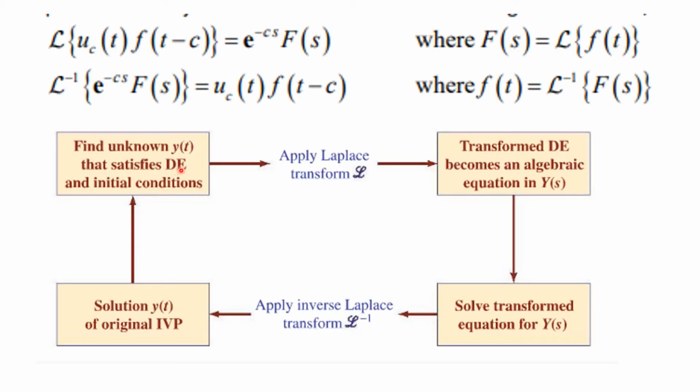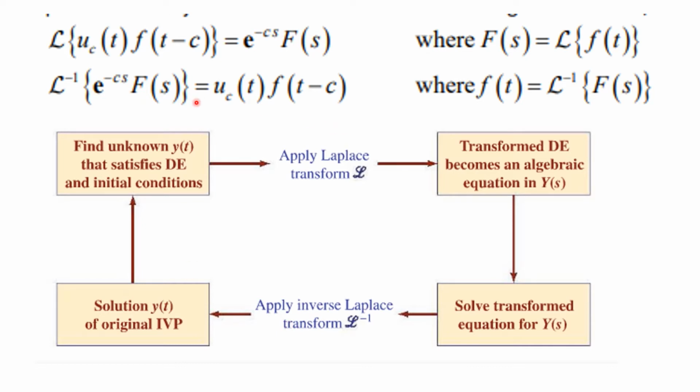Again, what we're doing is we're starting with an unknown y of t with a differential equation with initial conditions. We're going to apply the Laplace transform. We change that differential equation into an algebraic equation in y of s. We solve the algebraic equation for y of s, mindful that I have to be able to invert the transform when I do that, and then I invert the transform and I have my solution to the initial value problem.